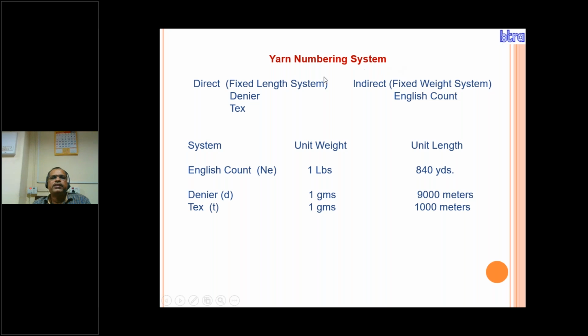Yarn numbering, there are two numbering systems. One is direct and one is indirect. Here the indirect system is English count. That count I was telling, that is the count. Here the unit of weight is fixed, and we see how much length, how many 840 yards, is present in a fixed weight. That is the indirect system. If the count is more, it is finer. But in direct, the length unit is fixed, and we see how much weight is present in this length unit. Here if denier or tex is more, it is coarser.